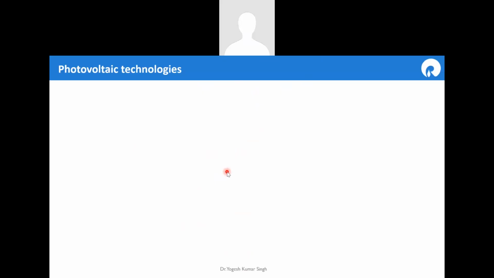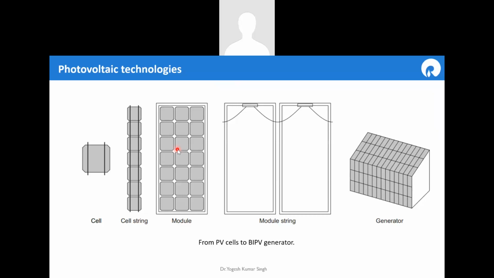Thank you. Now we come to the photovoltaic technology. So this is the major technology. How to start with the photovoltaic technology? So first thing is the cell. So this is the cell structure. Then we will make the cell string. These are different cells combined with each other. So this will make the cell string. And then after that we make the module. So this is the solar module.